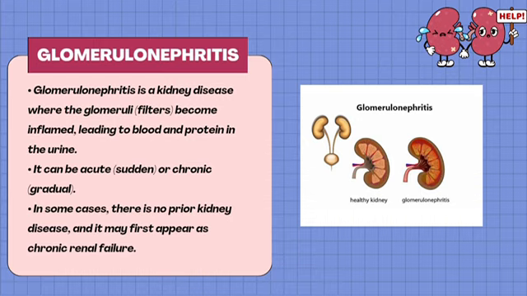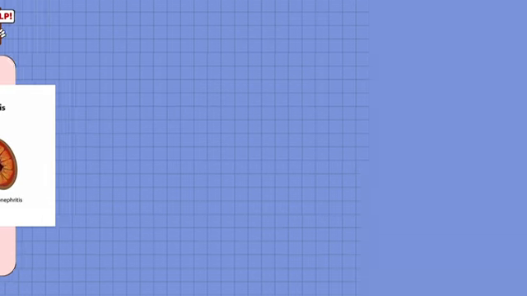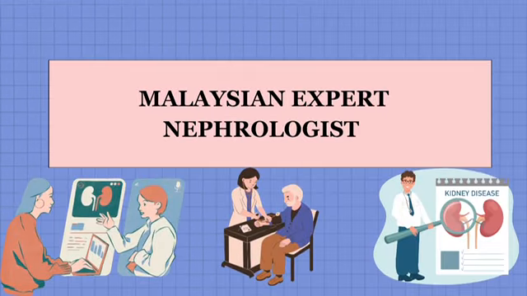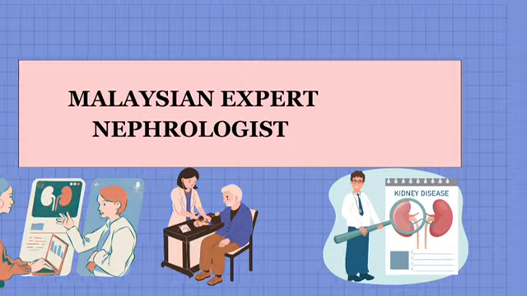Okay, now let's look at the treatment. Treatment depends on the cause and severity. For example, the first one is for infection, and the second one is for immune causes, steroids or immunosuppressants to reduce inflammation. Okay, now we are going to the last content, which is a Malaysian expert nephrologist.